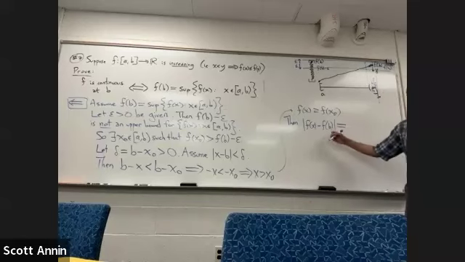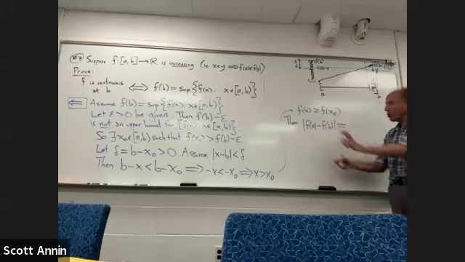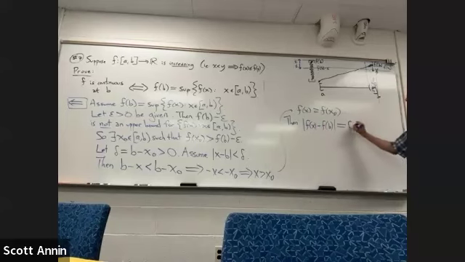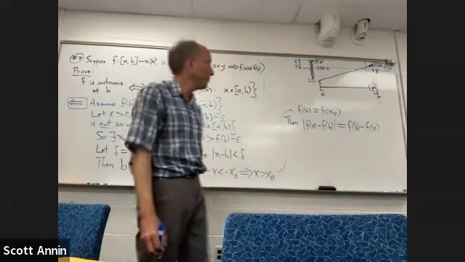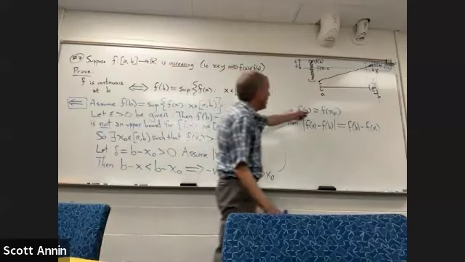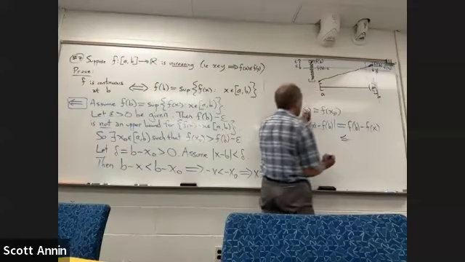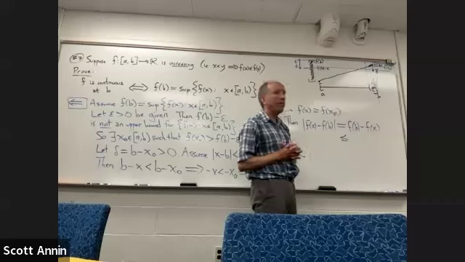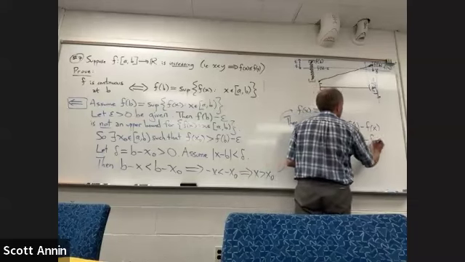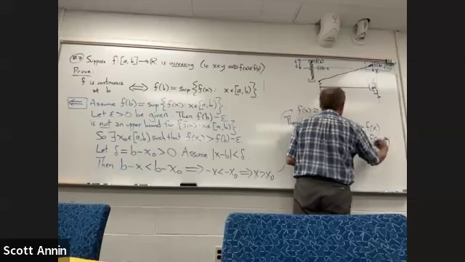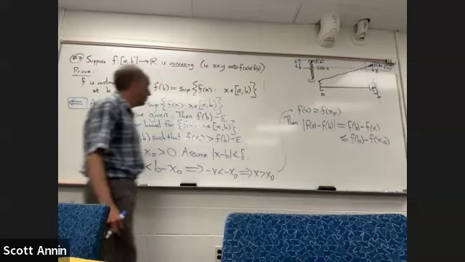First thing I can do is remove these absolute value bars, because I can switch the order. I can write it as f of b minus f of x. But if I subtract f of x, I'm actually subtracting more than if I had subtracted f of x naught. So I can replace what I've subtracted by subtracting less than I was subtracting before.